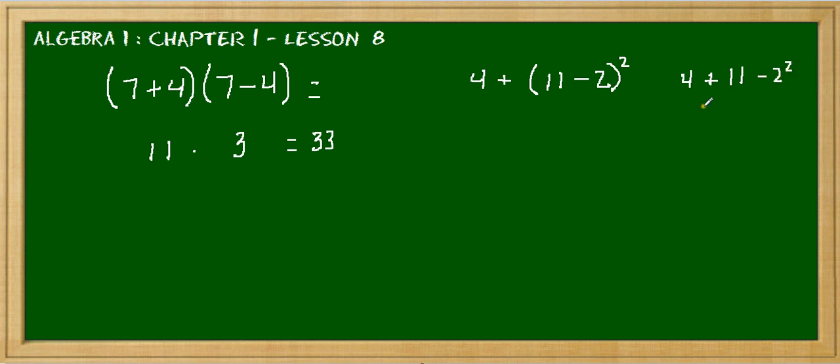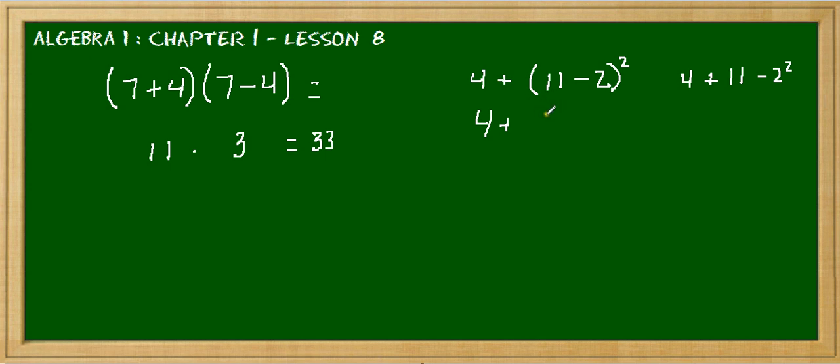You could see already that this is going to be a lot different. So let's go ahead and do what they said. They said 4 plus parentheses 11 minus 2n parentheses squared. Well, we want to do the exponents first, but we can't because we have parentheses. So we must do what's within the parentheses first. So we would have 4 plus 11 minus 2, which is 9.